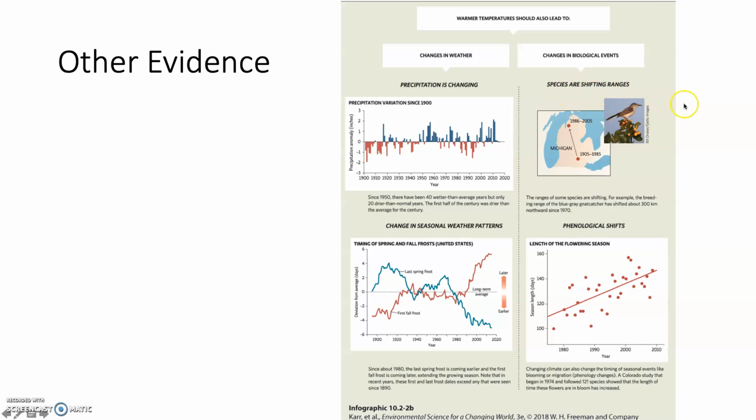We're also observing changes in biological events. So species are shifting ranges. This bird here, for example, the breeding range of the blue-gray gnatcatcher has shifted about 300 kilometers north since 1970. And this is something that we have observed with various other species as well. Notably, not just birds, but also insects.